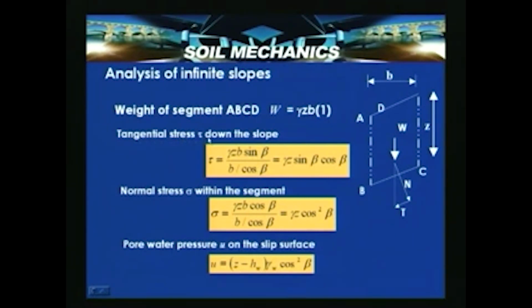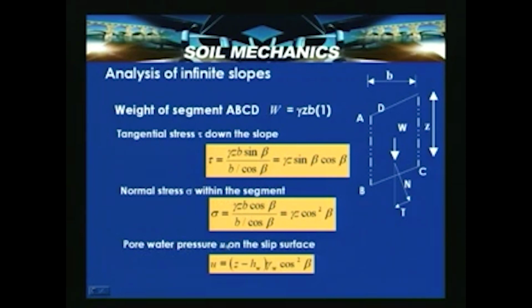Tangential stress tau down the slope can be determined from the tangential force T, which is a component of the weight of this segment ABCD. It is given by tau equal to gamma z b sin beta divided by b by cos beta, which gives gamma z sin beta cos beta. That is, the tangential stress down the slope is tau equal to gamma z sin beta cos beta. Normal stress sigma within the segment is similarly sigma equal to gamma z cos square beta.